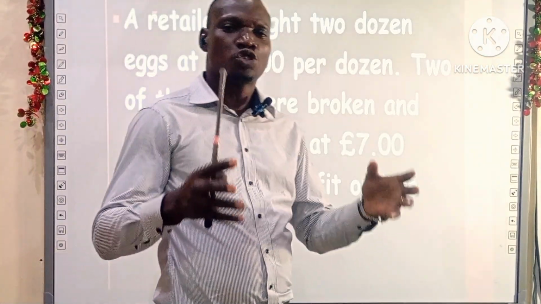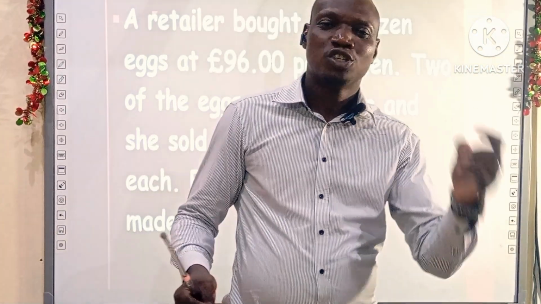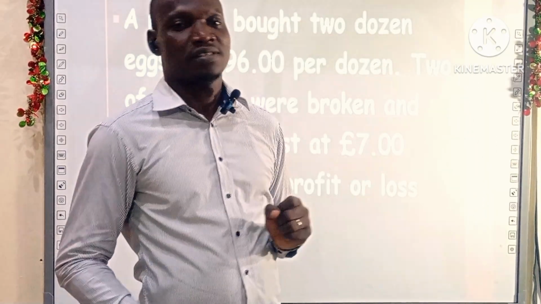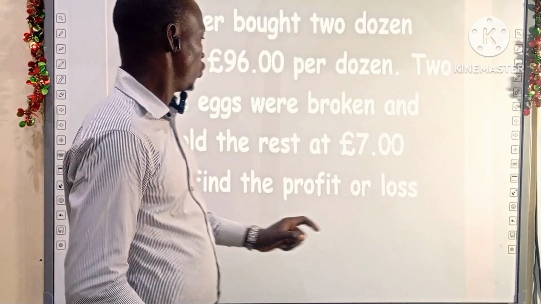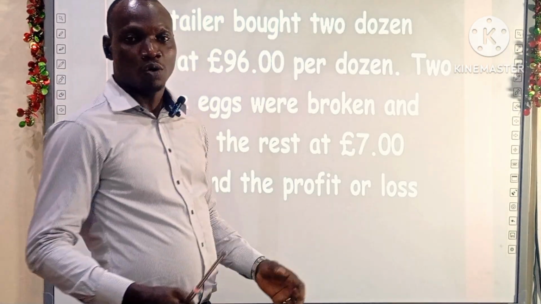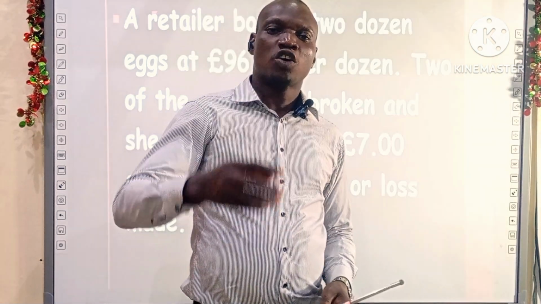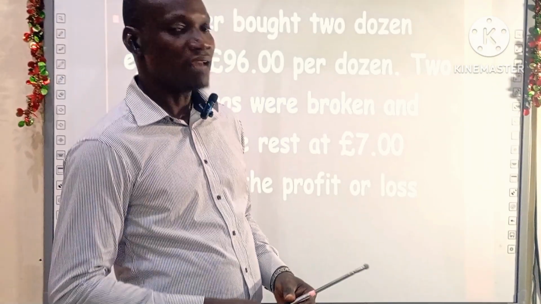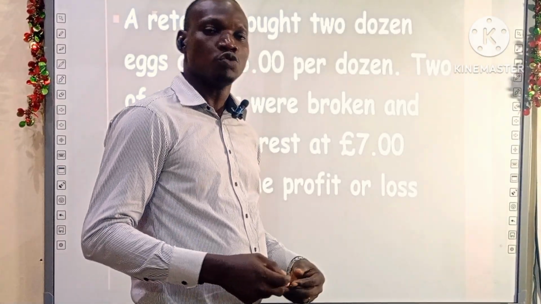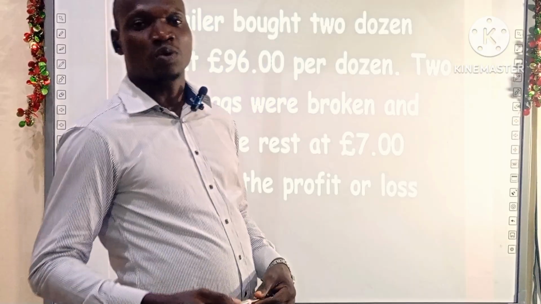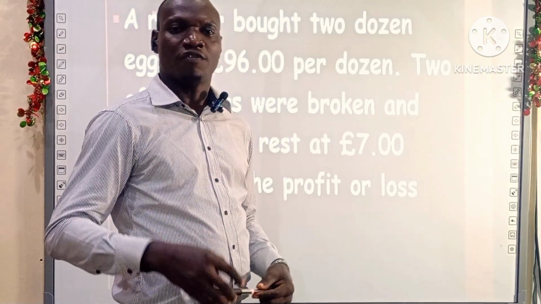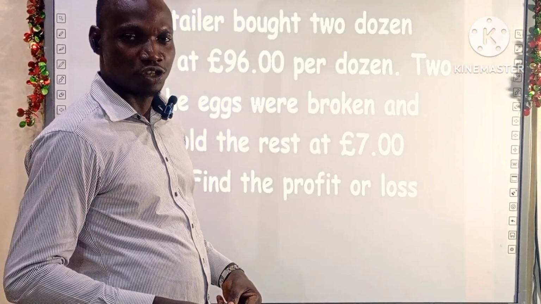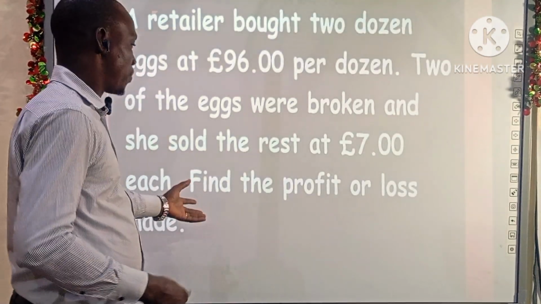Now in 2 dozens of eggs we have 24 eggs. If 2 were broken, we will have 22 left. Now each of these 22 were sold for 7 pounds. So the selling price for the remaining 22 eggs will be 22 times 7. This will give us 154 pounds. So let's go to our board as we do the calculation to determine whether he made a profit or a loss.